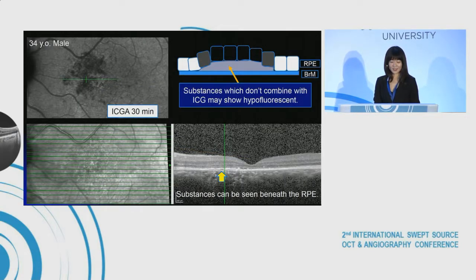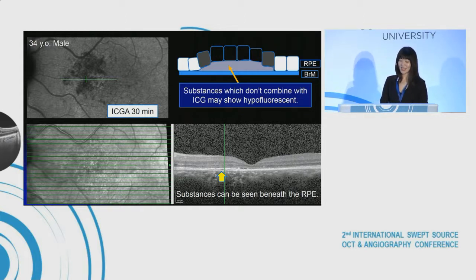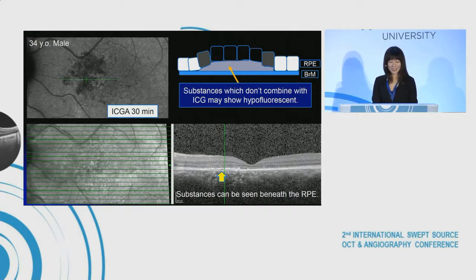In this case, we knew that there was something beneath the RPE in OCT. In other words, between the RPE and the Bruch's membrane. Substances which don't combine with ICG may show hypo-fluorescence. This hypothesis is also possible.